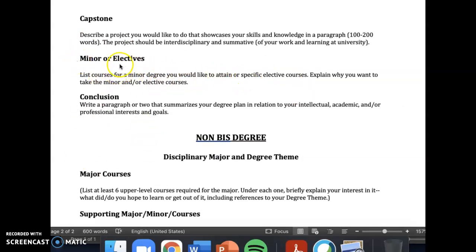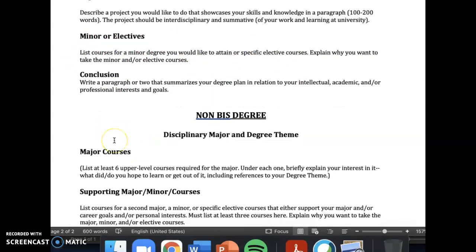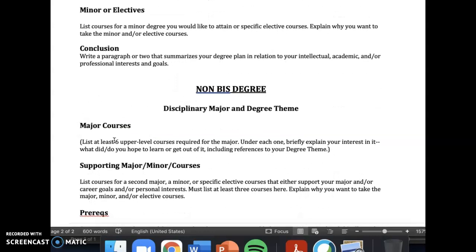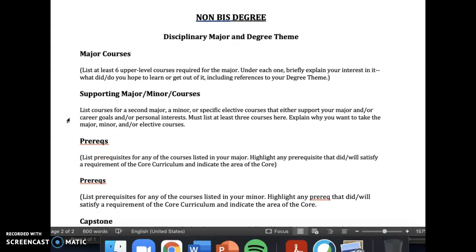If you would like to attain a minor or take any specific elective courses, you will also want to put those here. Again, I'm not going to sit and count the number of electives you write down, but these are for you. This is absolutely an important thing for you to do. Write a paragraph or two then that summarizes this degree plan that you've made in relation to your goals, your intellectual, academic, professional interests and goals.